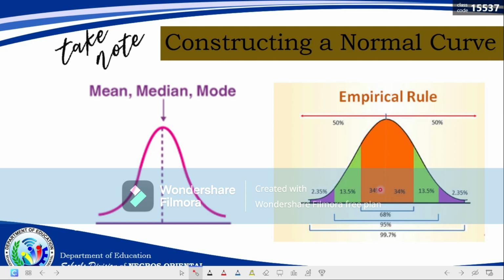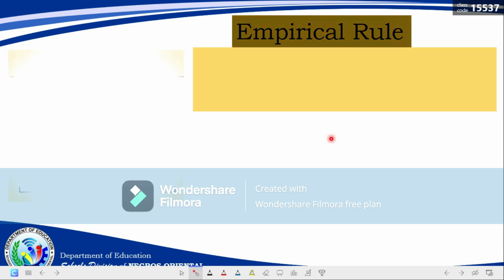Then if we're going to add the orange, green, as well as the purple colored area, the total would be 99.7%. Now what does it mean? What does the empirical rule mean? Okay, let's answer that one.